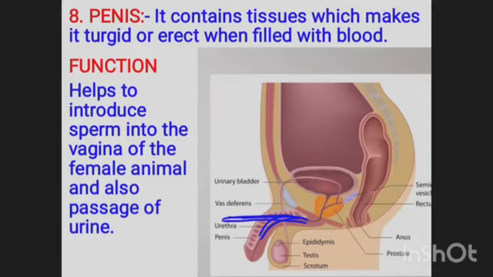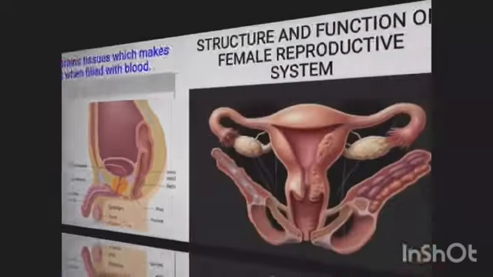And what is the function of the penis? It helps to introduce the sperm into the vagina of the female animal, and also it is a passage of urine. So the sperm will pass through the urethra. Once the penis is inside the vagina, the sperm is released into the vagina, and also it is a passage for urine. That is the function of the penis.